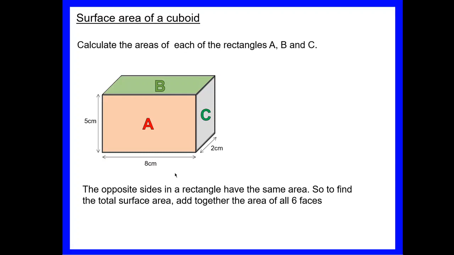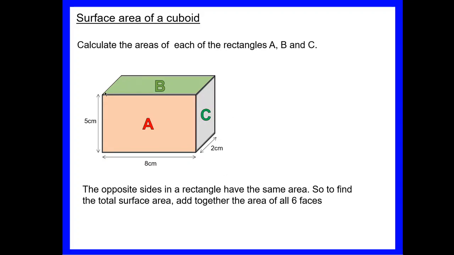Now a rectangle has some properties that are helpful to us. The opposite sides of the rectangle have the same area. So the front one here, which I've called A, and the back one, which we can't see at the back, have the same area. The top, which I've called B, and the bottom will have the same area. And the right side here, which we've called C, and the left side will also have the same area. So as long as I find the area of one of each, I know that I need two of that same one for the ones that I can't see behind.